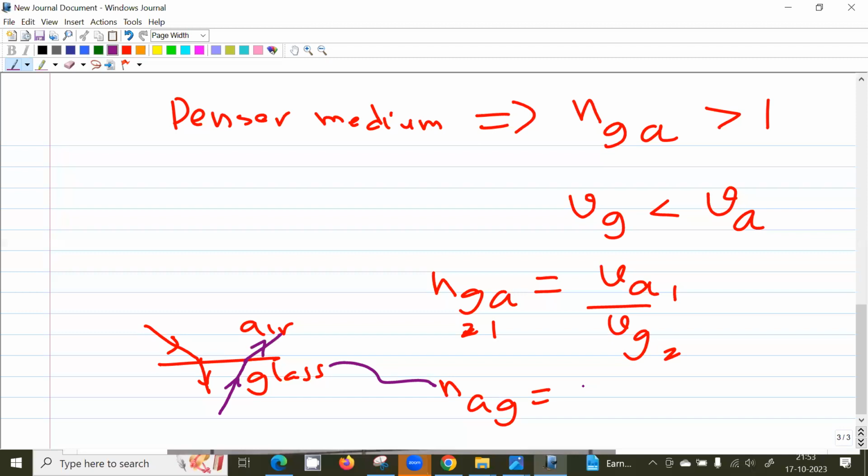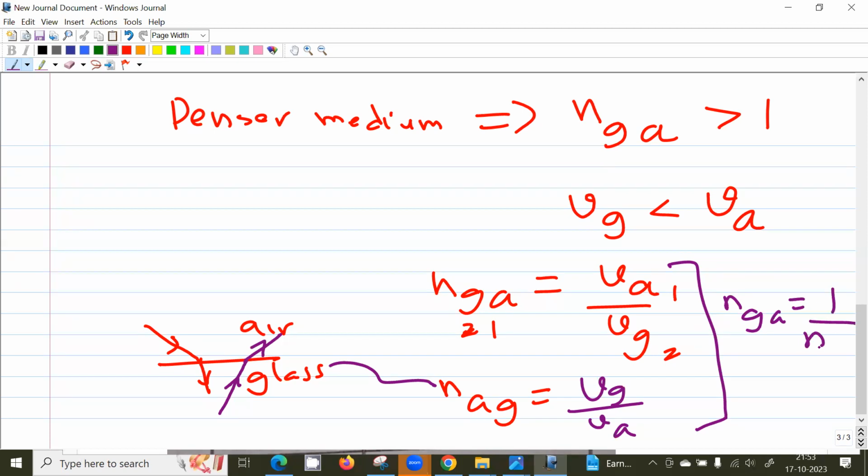So here this will be velocity in the glass by velocity in air, and this will be less than 1. So from this I get an important result: refractive index of glass with respect to air is 1 by the refractive index of air with respect to glass. Here refractive index of glass with reference to air, here refractive index of air with reference to glass. These two are reciprocals.